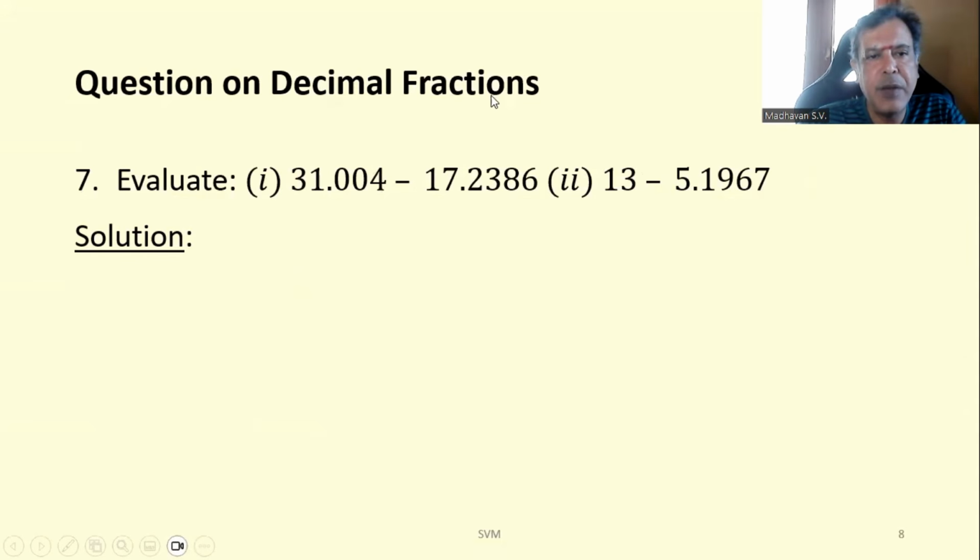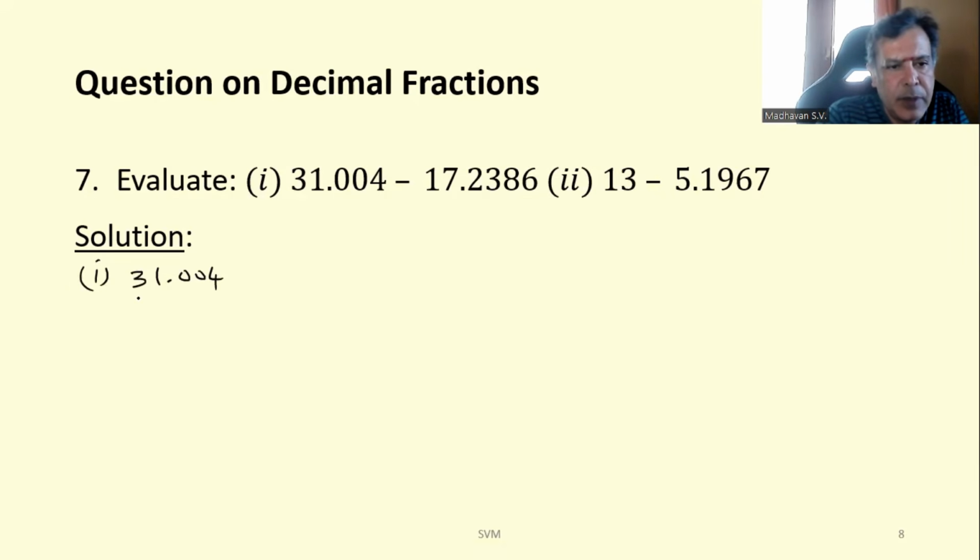Evaluate, it's a decimal fraction question. Evaluate 31.004 minus 17.2386. Another one, 13 minus 5.1967. First, let us take the first question. First part, 31.004 minus 17.2386. So put a 0 here.